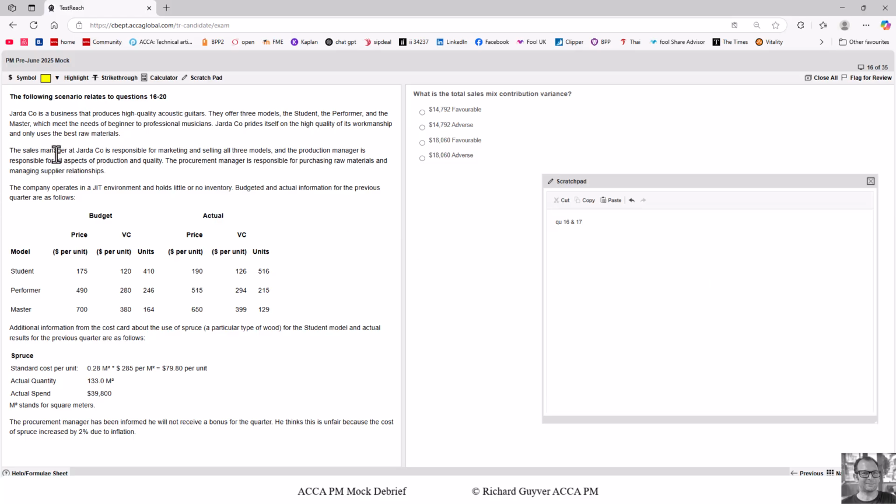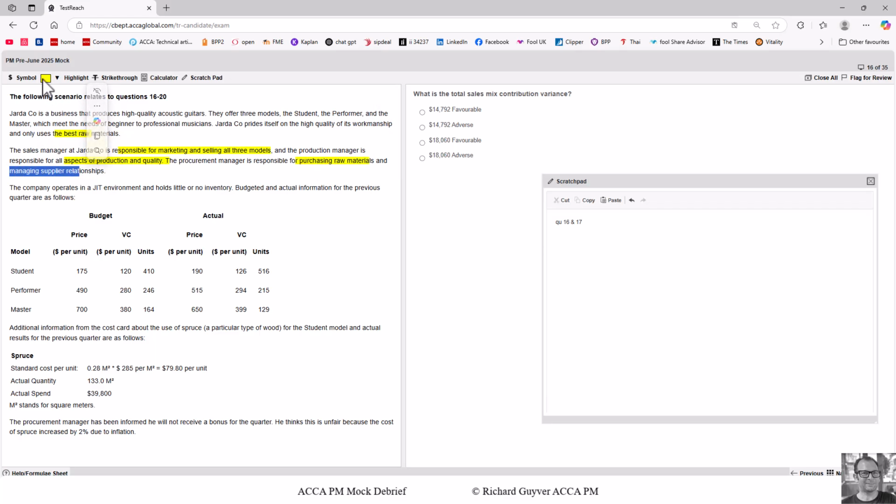Jarda Co. is a business that produces high quality acoustic guitars. They offer 3 models, student, performer and master, which meet the needs of beginner to professional musicians. It prides itself on the high quality of its workmanship and only uses the best raw materials. The sales manager at Jarda is responsible for marketing and selling all 3 models. The marketing manager is responsible for all aspects of production and quality. And procurement manager is responsible for purchasing raw materials and managing supplier relationships.